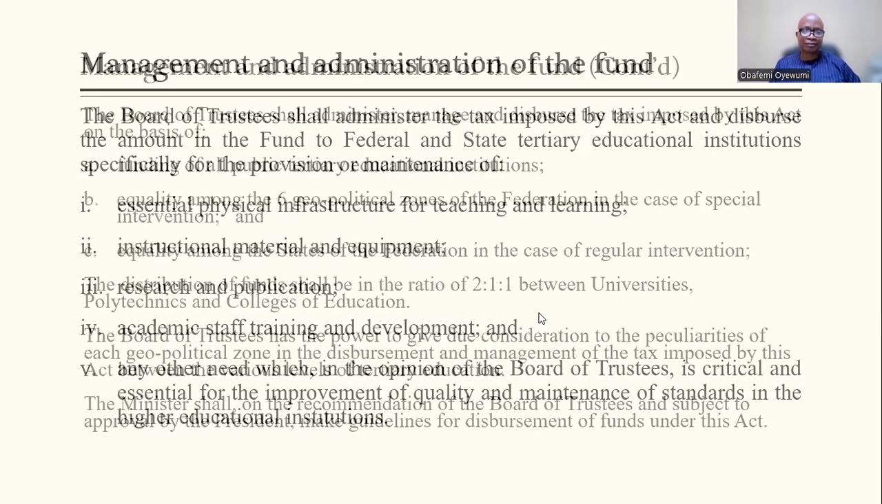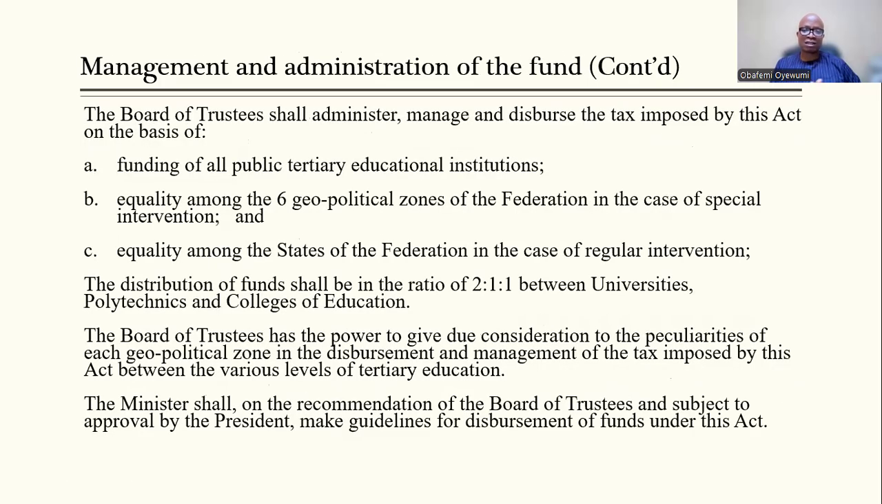All right. So we've spoken about the board of trustees and how they administer, but of course, considerations must also be given to funding tertiary education, number one, the different educational institutions, and then of course to ensure that equality is guaranteed in the disbursement of the tax. Equality among the 6 geopolitical zones of the federation, and not only that, equality among the states of the federation in the case of regular intervention.